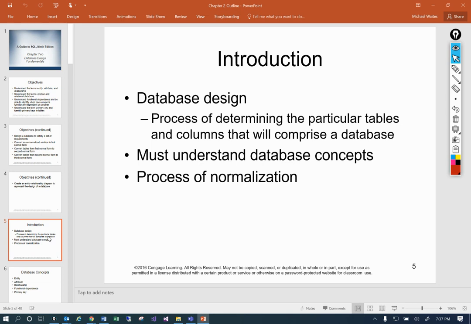All right, so when we're talking about database design, the process of determining particular tables and columns that will comprise a database, you've got to get used to figuring out, when you're reading requirements, what are the tables that we're talking about? And we have to understand database concepts to do that. And we definitely have to know the process of normalization.